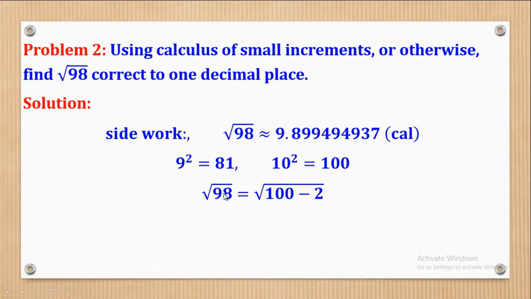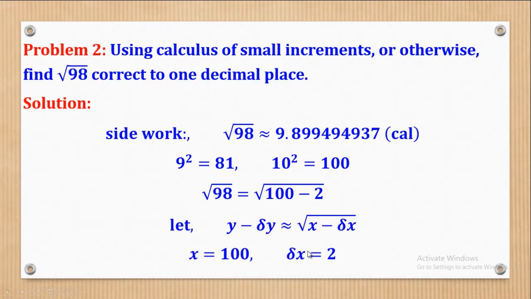It means that 98 was got by saying 100 minus 2. And therefore, we shall now use subtraction because of this subtraction. Therefore, this is our x and this is our small change in x. Therefore, the square root of 98 will be equal to y minus small change in y. So we know x, we know small change in x.